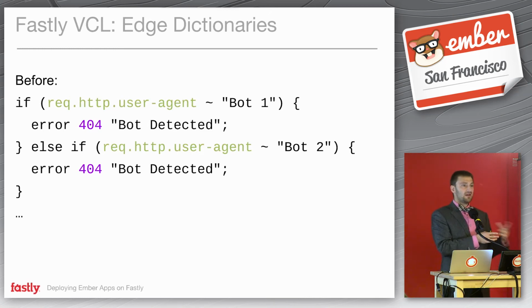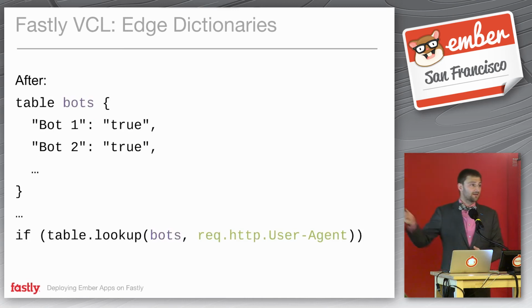They might have a small variation, but basically you would write a long if-else chain of 50 or 100 things, and it gets to be kind of a maintenance headache. Well, we turn this into a table. Now, this is Fastly Varnish. This is not general open source Varnish.